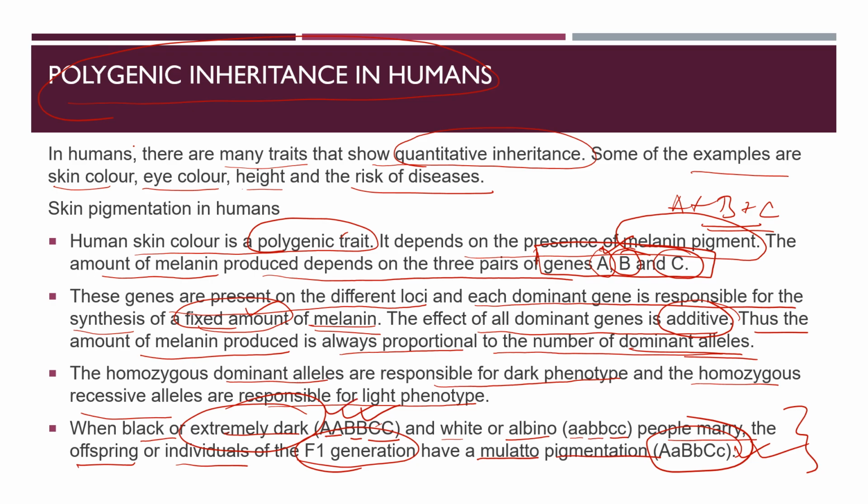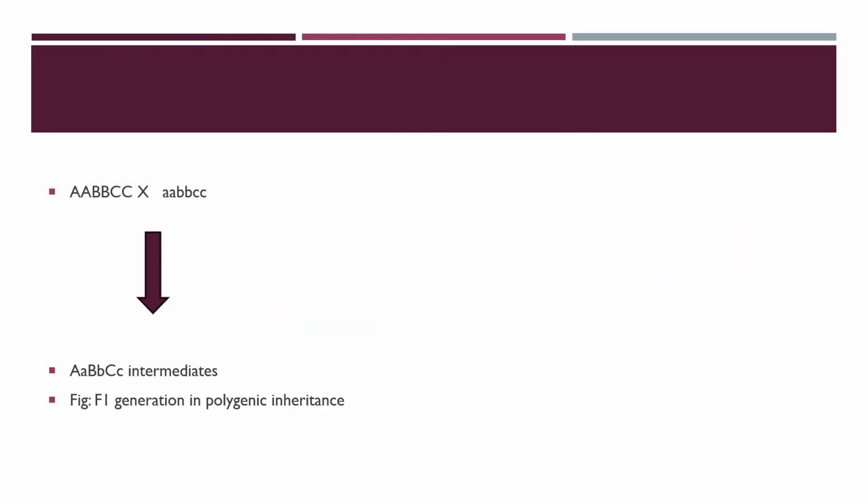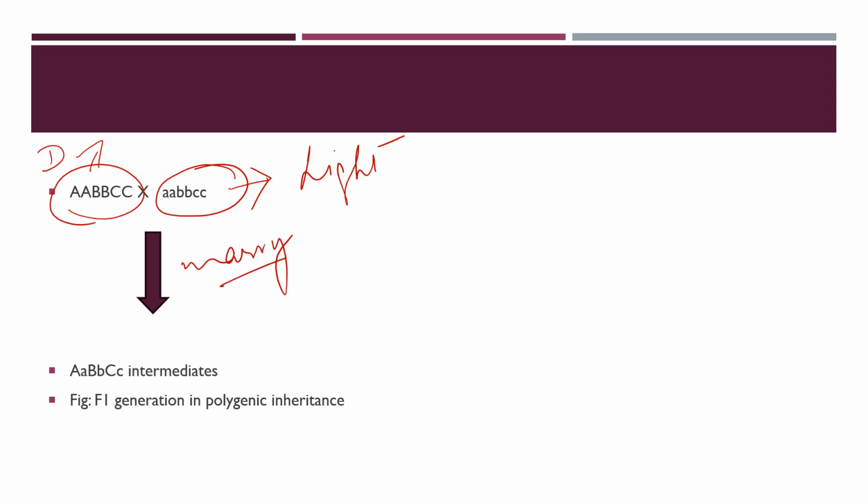When this person is marrying this person, what is formed in the F1 generation? What is happening if this dominant parent is marrying this recessive parent having these three genes? This one is dark, and this one is light skin tone, right? When they marry each other, in the F1 generation the intermediates are formed. They have a combination of both genes, so they are neither too dark nor too light.